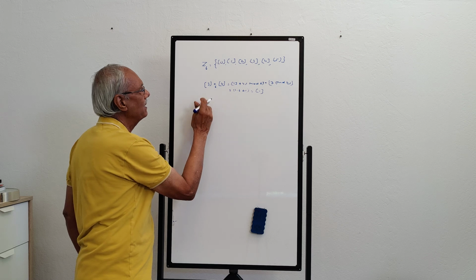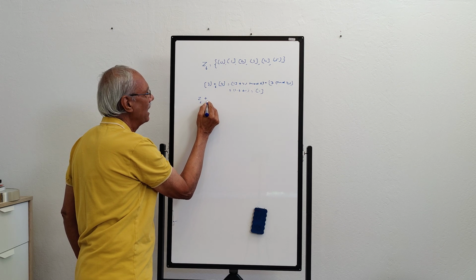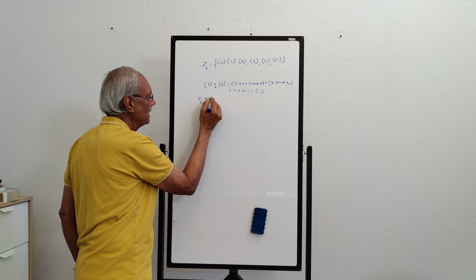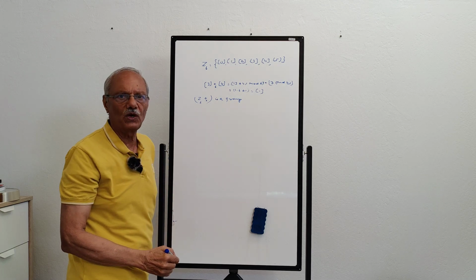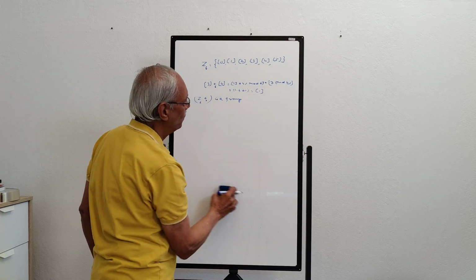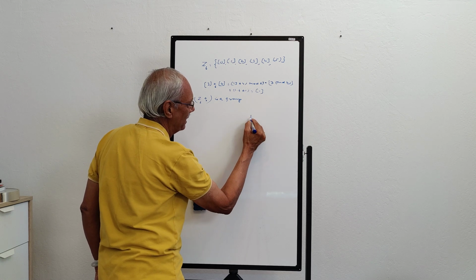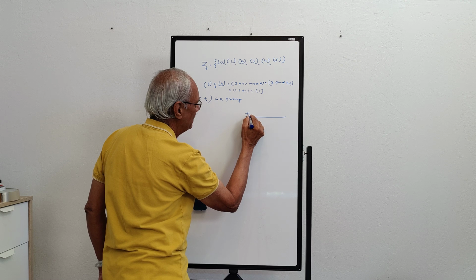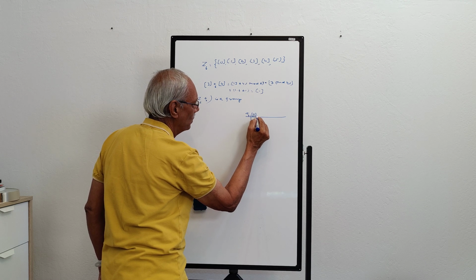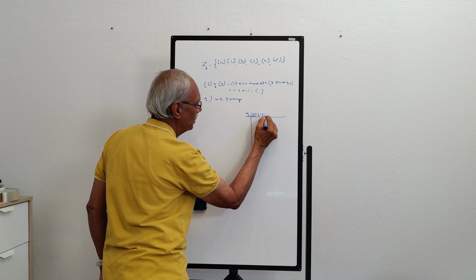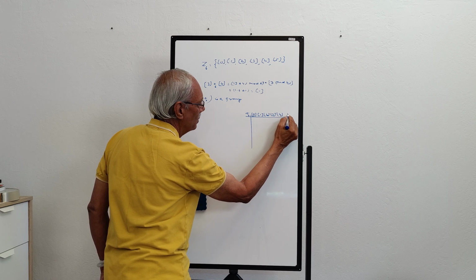Now, Z6 under addition modulo 6 is a group. This is what we are going to prove. For that, we draw the table like this. This is under addition modulo 6, and this is 0, 1, 2, 3, 4 and 5.